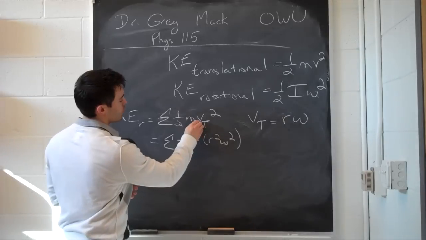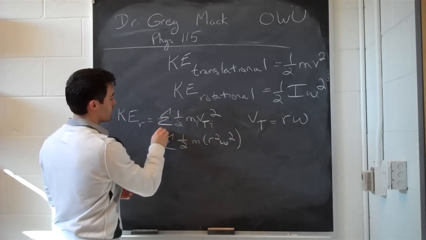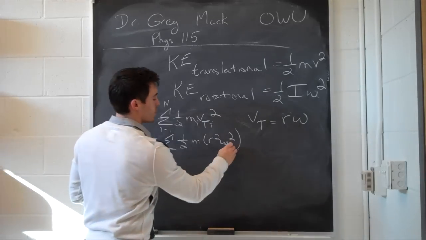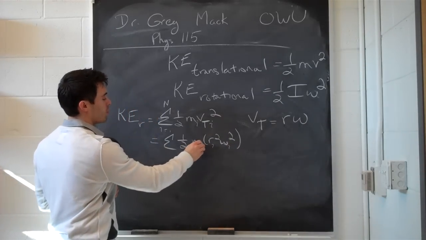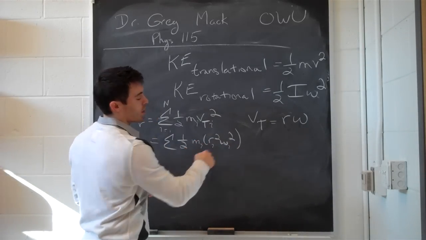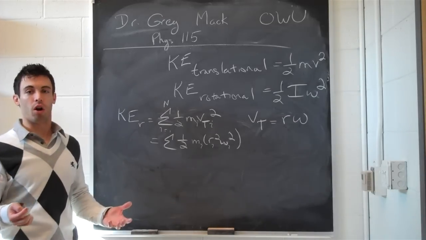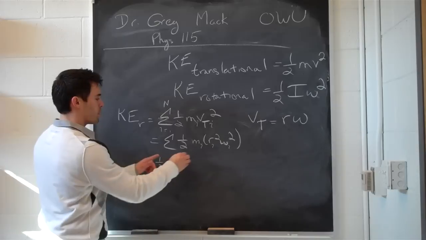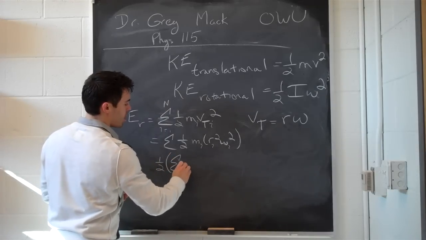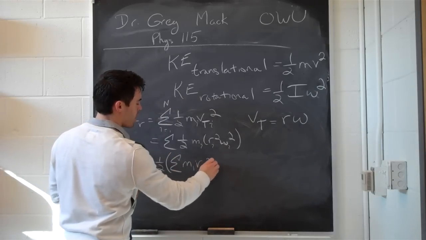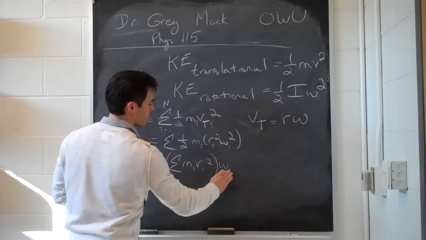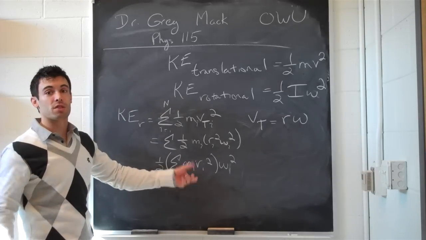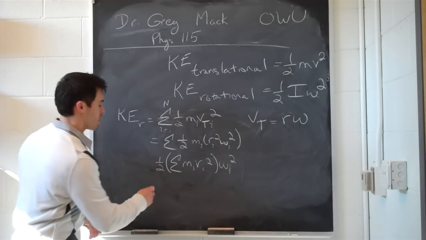Okay, technically I should have put down i's for i equals 1 to n, talking about every single piece on here. But I can bring that omega out because it's constant for all. So what that means is that I now have 1/2, bringing the sum inside, the sum of m_i r_i squared times omega squared. The sum was only acting on this part, but we know this to be the definition of I. So this is our moment of inertia.